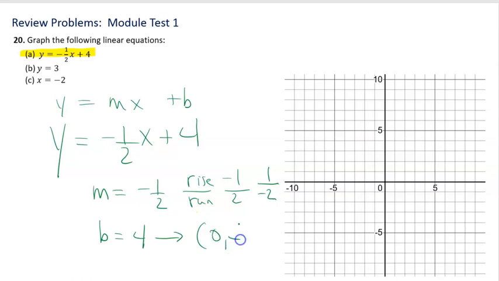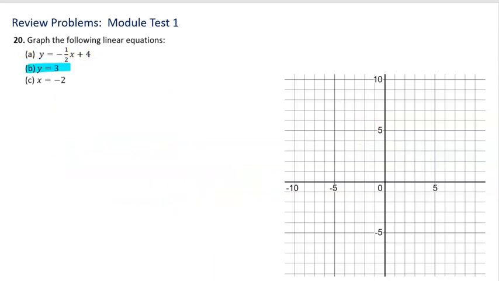So the y-intercept is (0, 4). That's the first thing I'm going to do, is mark my y-intercept at (0, 4). Then I'm going to go down 1, right 2. And remember the alternative is we could go up 1 and left 2. And notice that creates the same straight line. If you do that correctly, you'll be on the same line no matter which approach you take. And there you go. First one done.